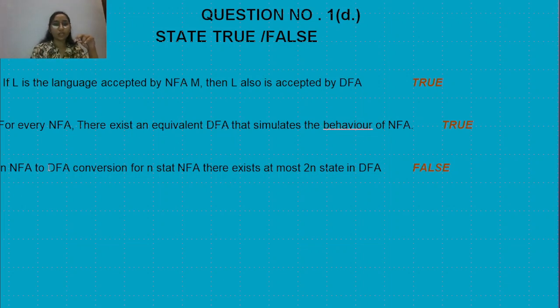Now another: in NFA to DFA conversion, when we convert from a non-deterministic finite automaton of n states to a deterministic finite automaton, there are at most 2n states in the DFA. So that is wrong. There are not 2n states in the DFA.